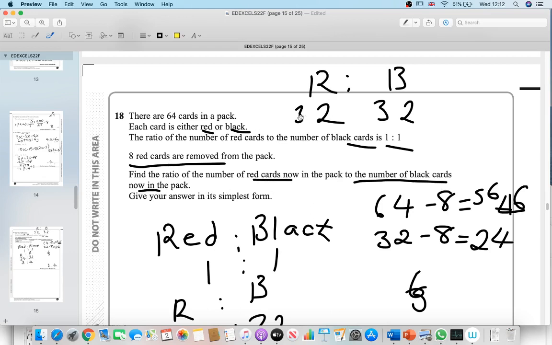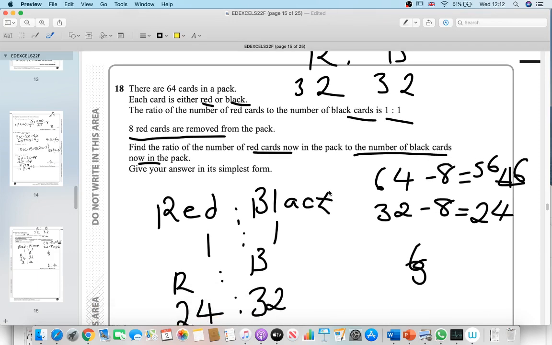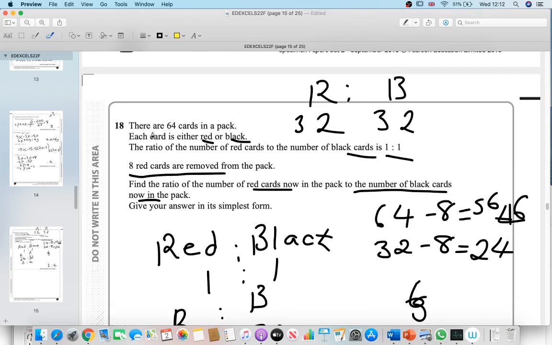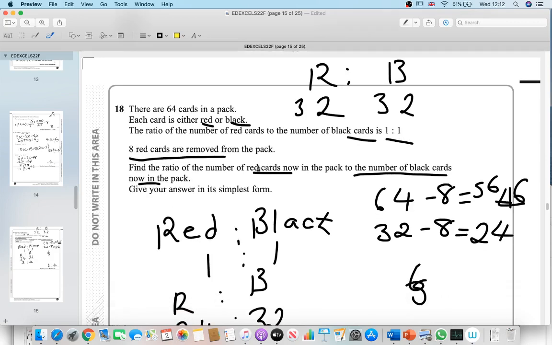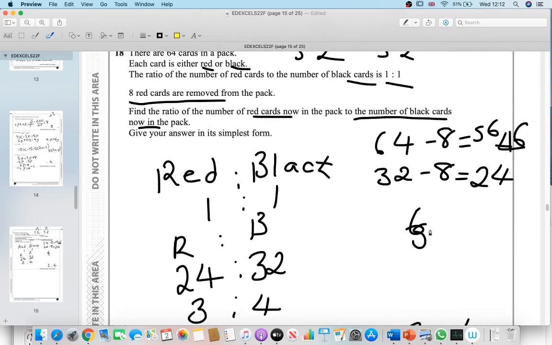So 8 removed means that overall I'm going to have less. So 32 take away 8 is going to be 24. And then overall there will be 56 in the pack because I have less in the pack now. So it should be 24 to 56, I think. Anyway, sorry.